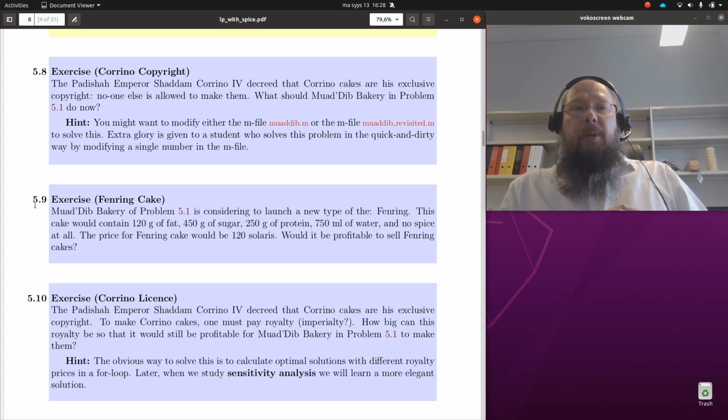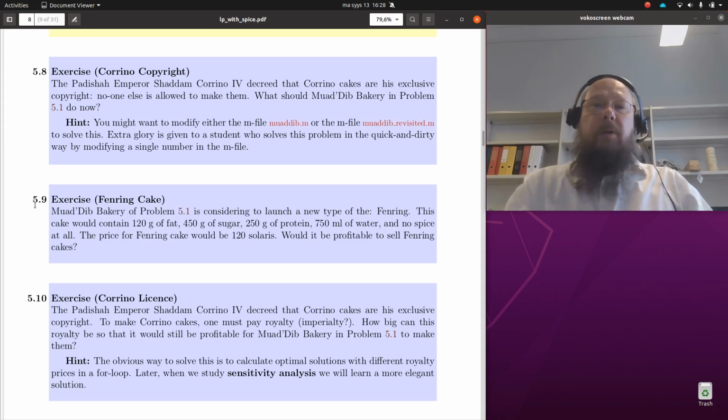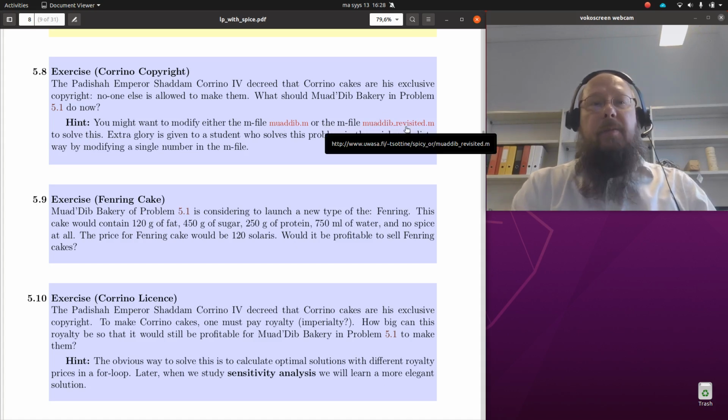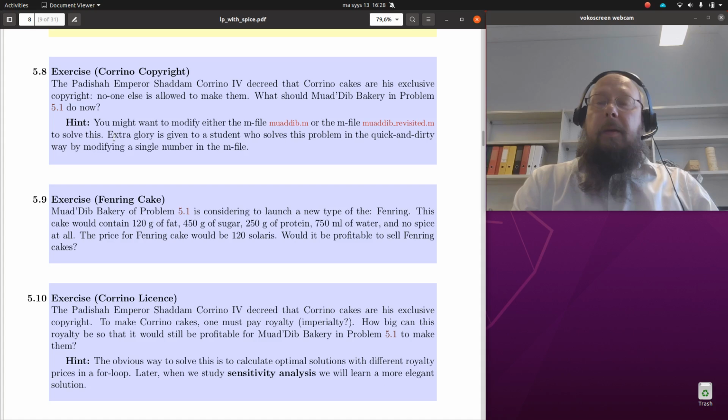And as a small hint, you can start from scratch, why not? It can be very educational, but if you want to be efficient and fast, then you can modify either the m file moddip.m or the moddip_revisited.m. They solve the same problem, use either one you wish, and then make the changes.